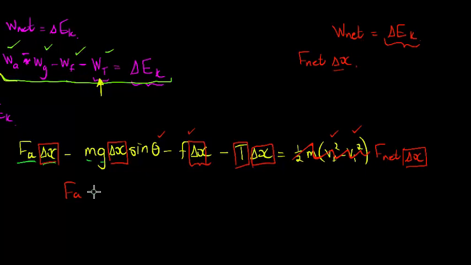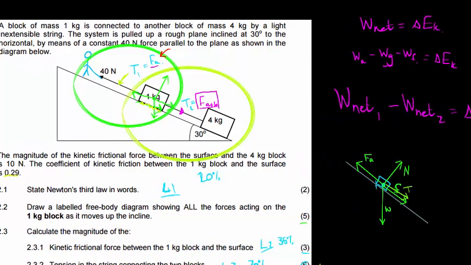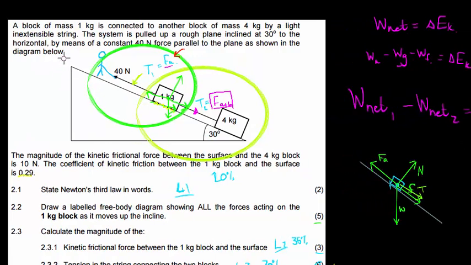Awesome. So now I've got force applied minus mass times gravity times sine of theta. I've got all of these values, minus the friction force, minus the tension, is equal to the net force. Okay? And that's the net force acting on object 1. Now, do I have the net force acting on that object? I don't see a net force acting on the object, but they have to tell us.